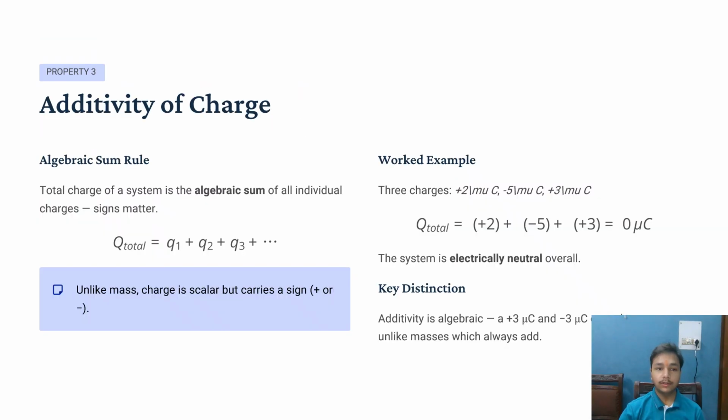Moving on, we studied the additivity of charges, that is the algebraic sum rule, which states that the total charge of a system is the algebraic sum of all individual charges. So signs matter here. Q total will be equal to Q1 plus Q2 plus Q3 and so on. Unlike mass, charge is a scalar quantity but carries a sign, positive or negative. For example, there are three charges, 2 microcoulombs, minus 5 microcoulombs and plus 3 microcoulombs, and when we add them, the total is 0 microcoulombs. That implies that the system is electrically neutral overall.